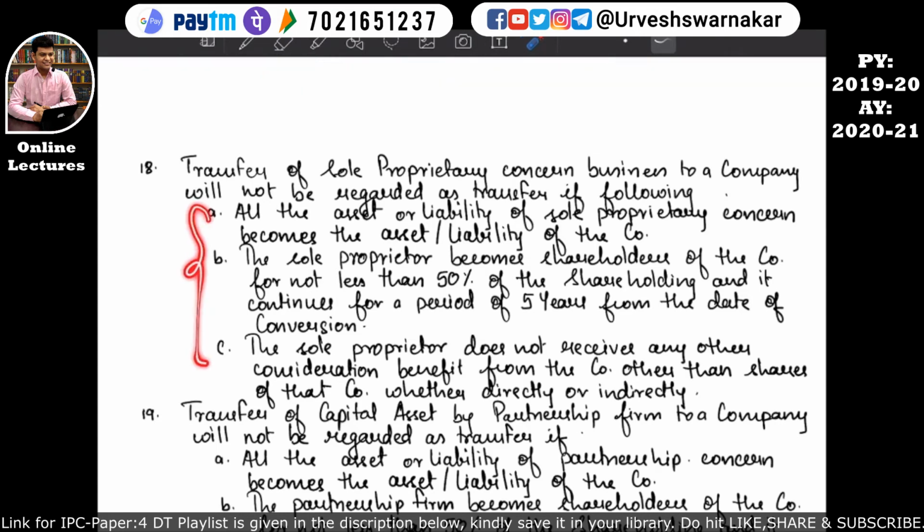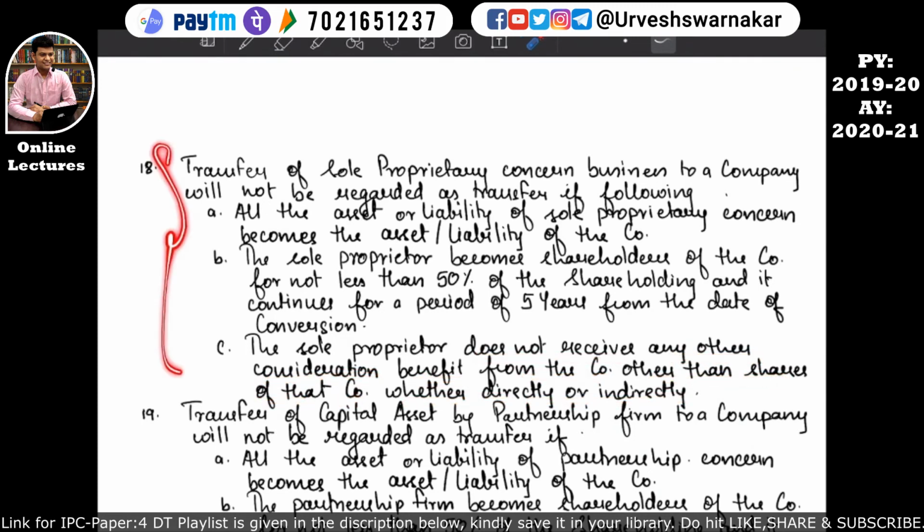So what is the condition? Let's understand the condition. All the assets and liabilities of the sole proprietary concern, that is the business, become the assets and liabilities of the company, and the sole proprietor becomes a shareholder of the company for not less than 50% of the shareholding, and it continues for a period of 5 years from the date of conversion. And the sole proprietor does not receive any other consideration or benefit from the company other than the shares of the company, whether directly or indirectly.